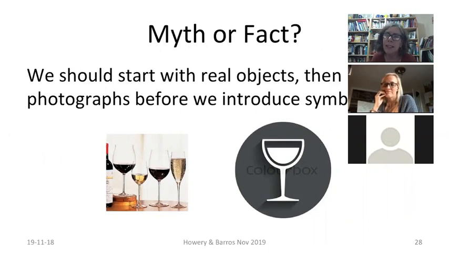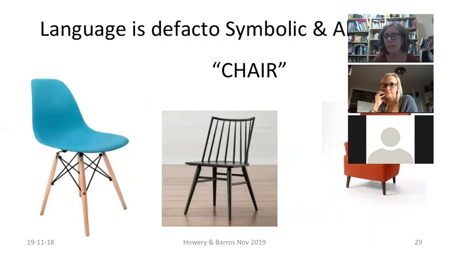And I think, kind of unfortunately, it came from Matt Teigen's work, and Matt was talking about developing vision, not about developing language. So if we think about this, we need to think about the fact that language is de facto symbolic and abstract. We can't have language unless we can have a symbolic representation of a thing. So the word chair has nothing to do with chairness. It's just the word chair.